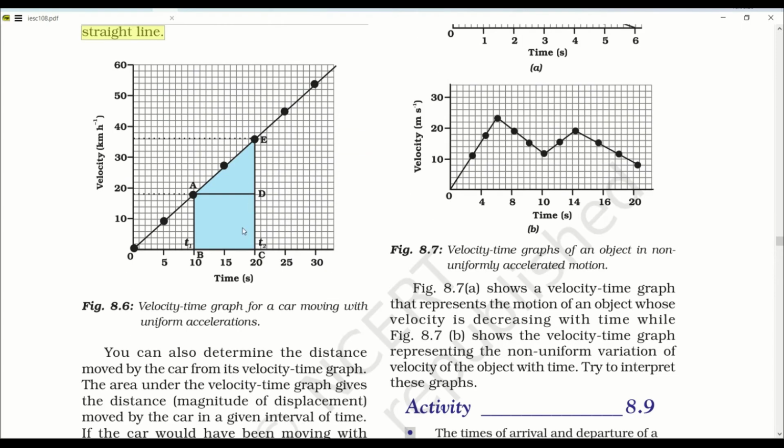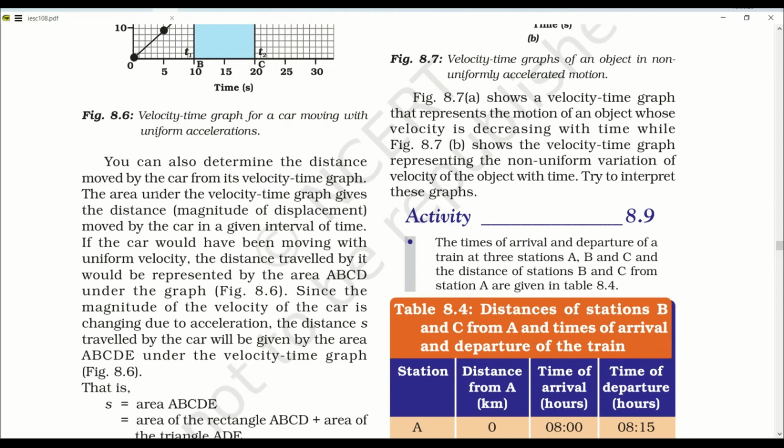And you can see the blue part over here. Here you can see a triangle ADE and a square ABCD. Okay, these two figures are there. If you find the area of these two highlighted parts, what will you get? You will get the distance covered by the car. You can also determine the distance moved by the car from its velocity time graph. The area under the velocity time graph gives the distance moved by the car in a given interval of time.